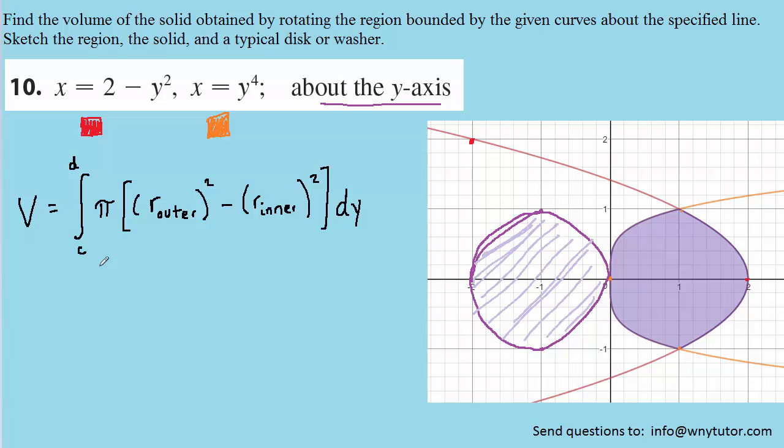So here is the volume equation for washers, and you'll notice that we are writing the equation with dy, and the reason for that is because we are revolving about the y-axis. If we had been revolving about the x-axis, then we would use dx. But again, in this case, we'll be using dy. Now, what we need to figure out is the so-called outer radius and the so-called inner radius.